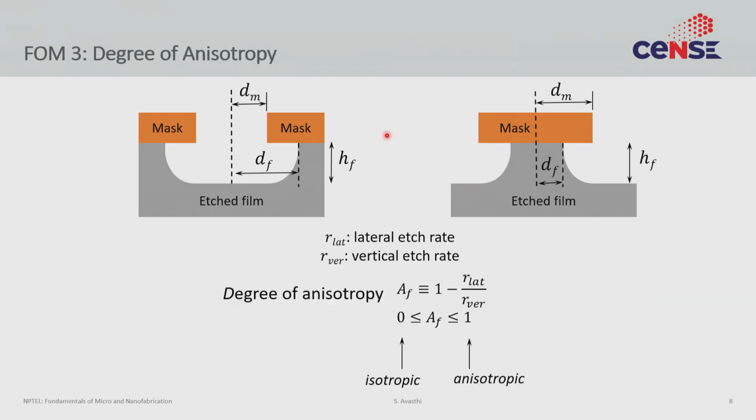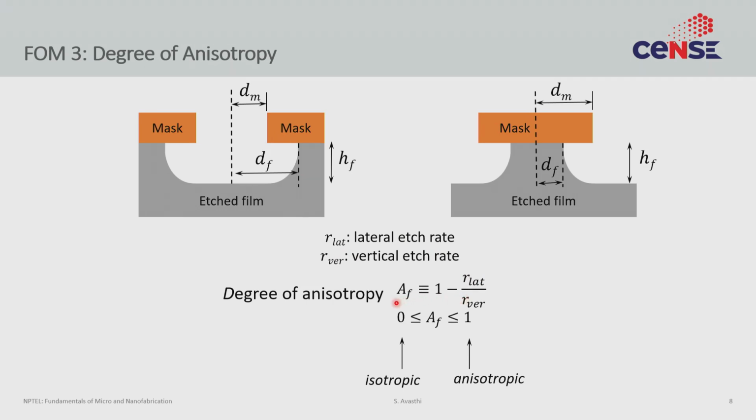Now, the third figure of merit that is often reported for etching solutions is the degree of anisotropy. It is related to undercut, but strictly speaking, what it tells you is that you measure a lateral etch rate, which is the etching rate in the x direction, and you measure vertical etch rate, which is the etching rate in the y direction, and you simply calculate how different they are from each other.